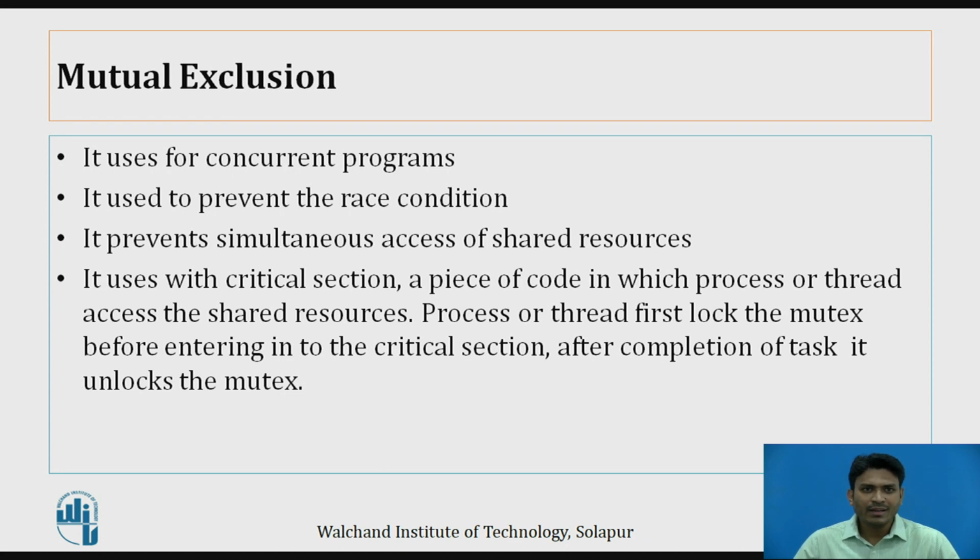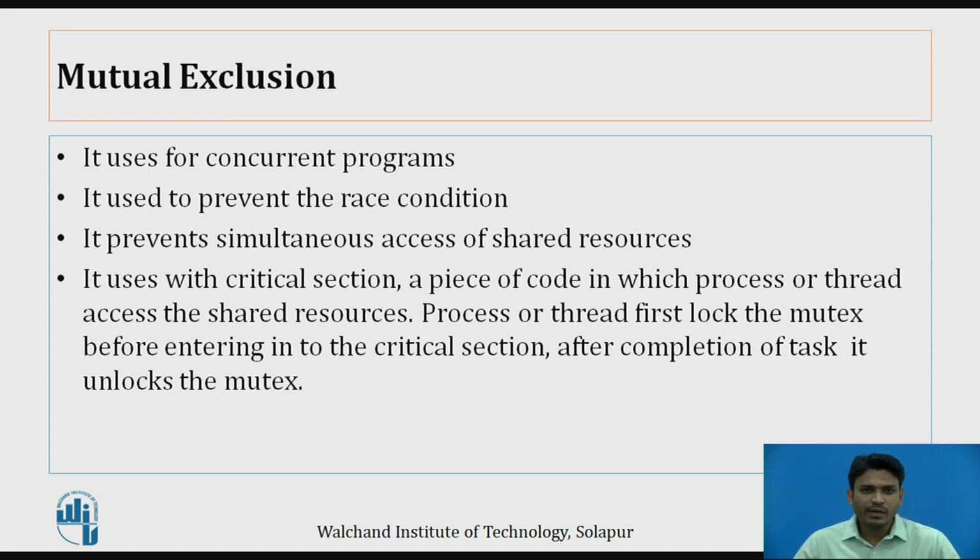Now if we look at the general definition of mutual exclusion, when multiple programs are executing concurrently, at that time this mutual exclusion is needed. Also to prevent the race condition. Now, what is a race condition? P1 and P2 are two processes and both are sharing some memory location. Both P1 and P2 are updating the values of that shared memory. That's called the race condition.